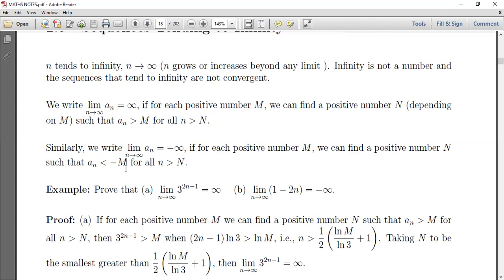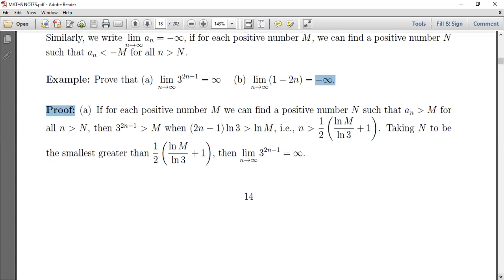The same thing, if you are saying the limit of a_n is equal to minus infinity, to put it another way, a10 is greater than a11, a11 is greater than a12, which means these terms are becoming smaller and smaller. We can prove that the limit of this is equal to infinity, and the limit of this equals minus infinity. We can as well prove that.